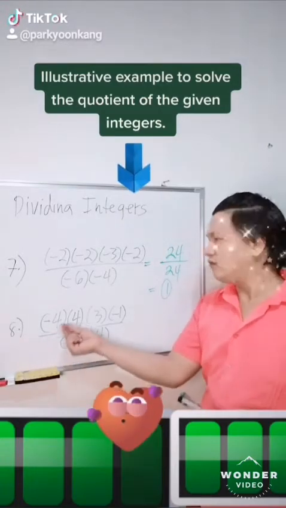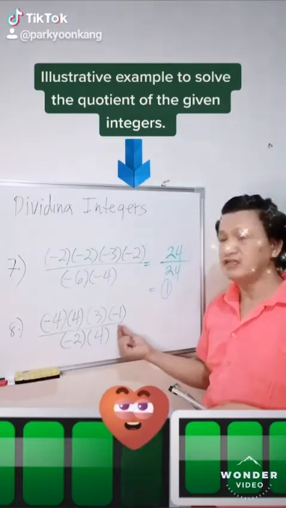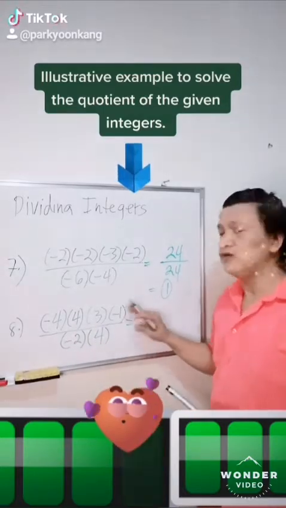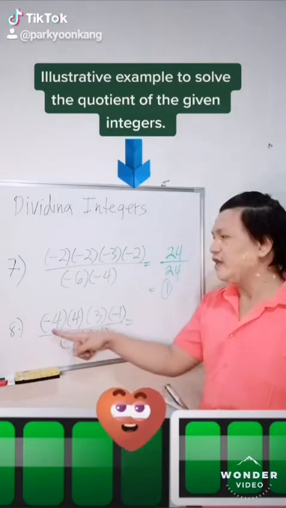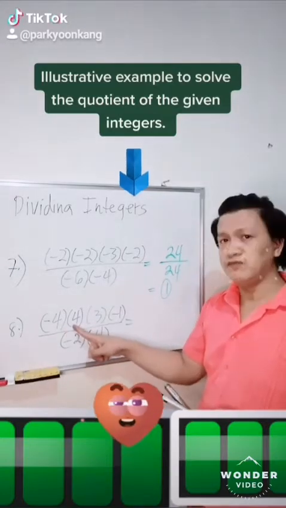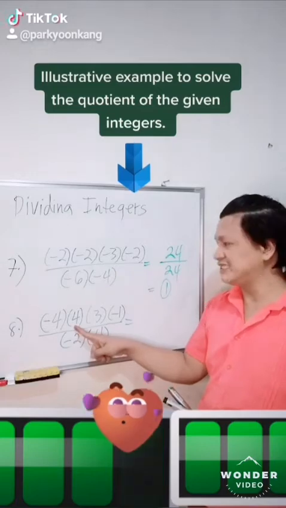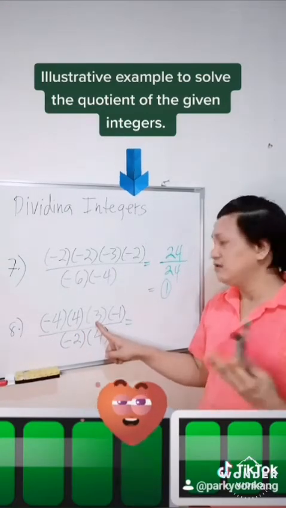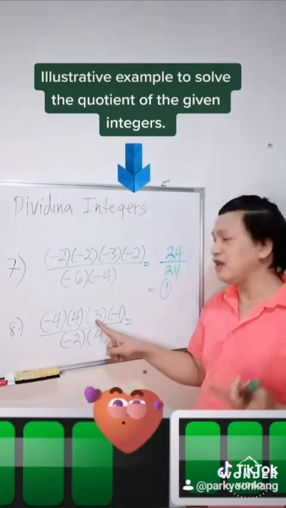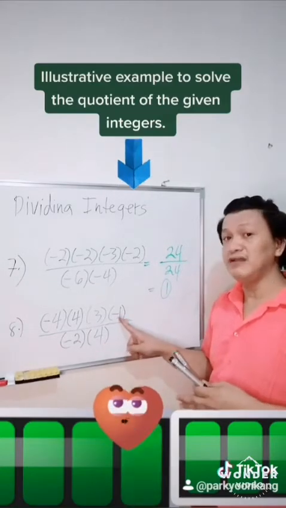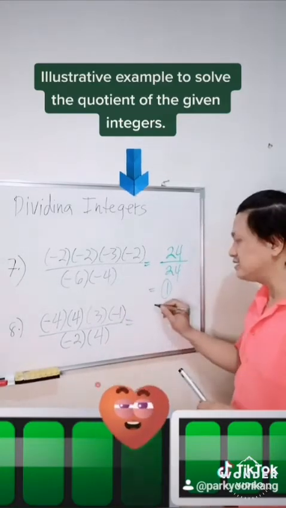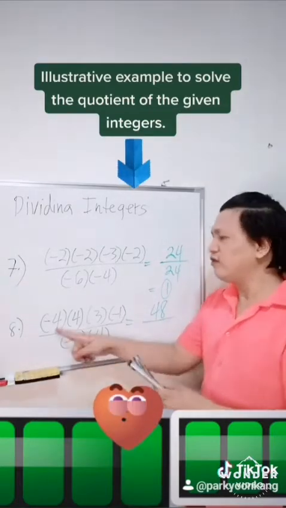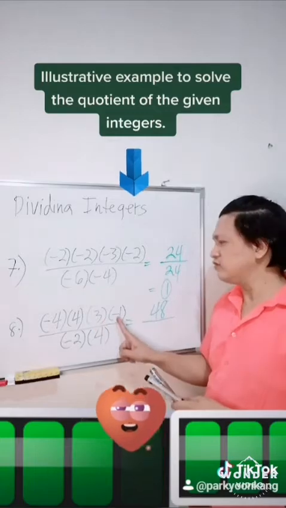How are we going to simplify negative 4 times 4 times 3 times negative 1 all over negative 2 times 4? Just simply get the product of the numerator. We have negative 4 times negative 4, which is simply negative 16. Negative 16 times 3 is negative 48. Negative 48 times negative 1, that is now positive 48. Okay. Or you can do the 4 times 4, 16 times 3, 48 times 1 is 48.